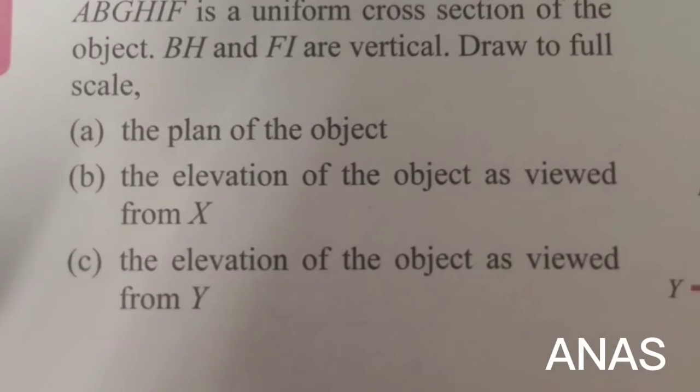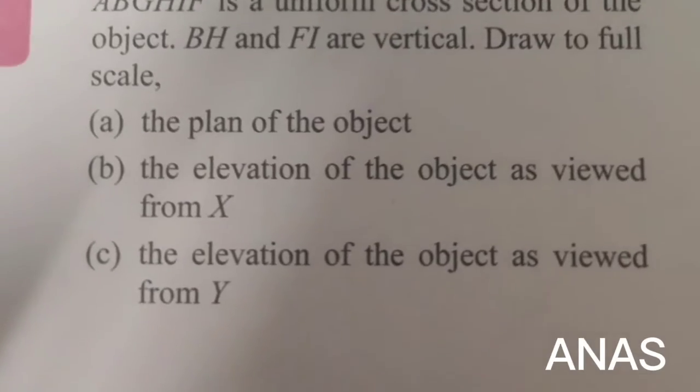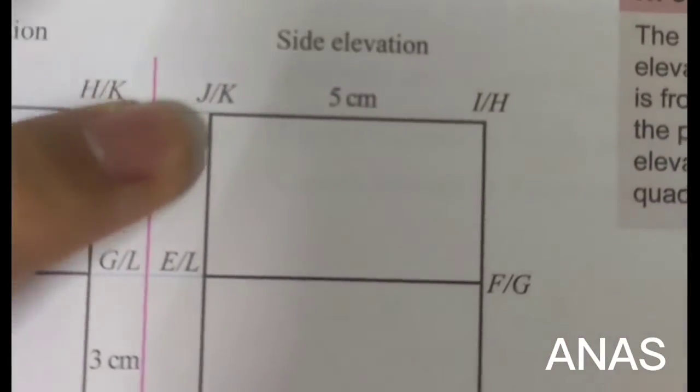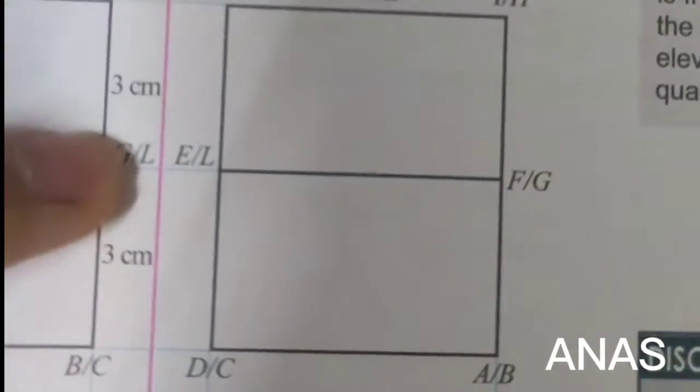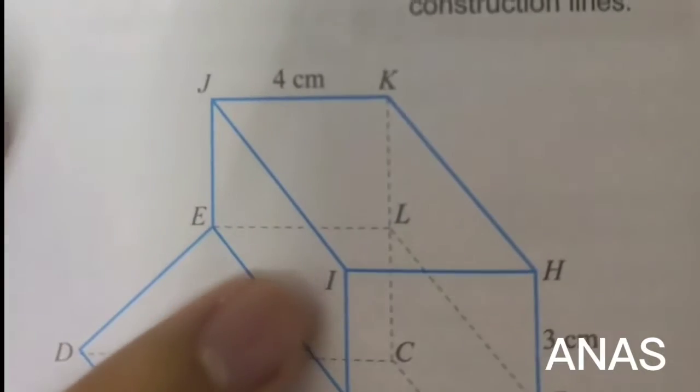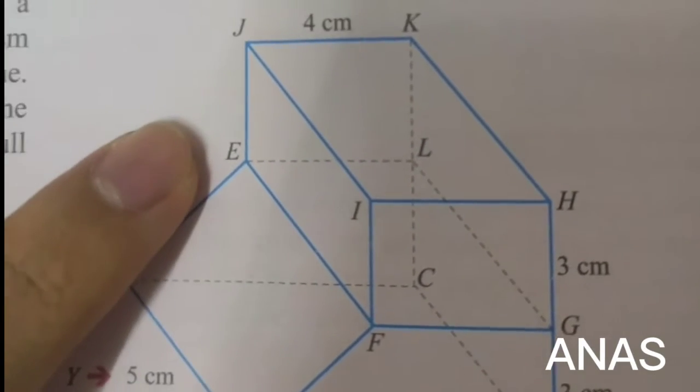Okay, next, the elevation of the object as viewed from Y. Okay, this is Y. This is side elevation. J, I, F, A, D, E.